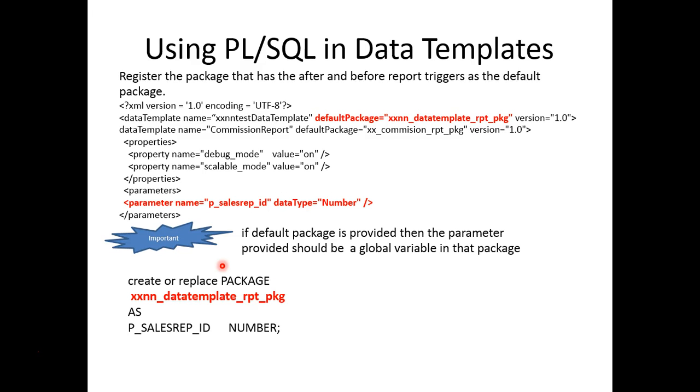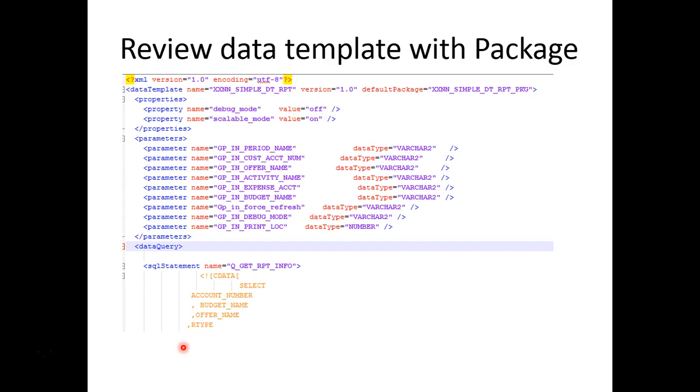So let's take an example. I have a data template here, and I have a default package that's assigned to it, and I have a parameter called sales rep ID. The first thing I would need in the specification of this package would be the parameter name, the token name. This is the global variable. Basically, this parameter will have to be defined as a global variable in this package spec. That's a key requirement.